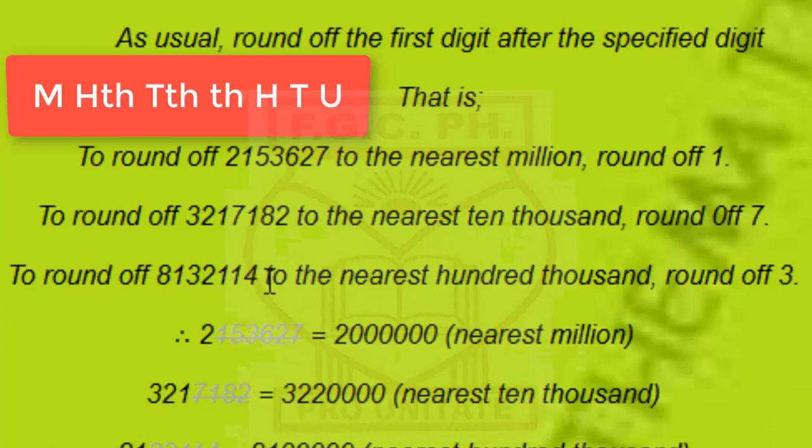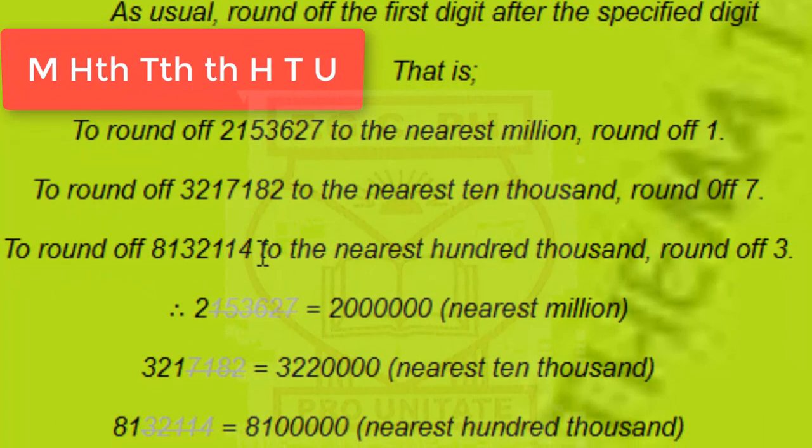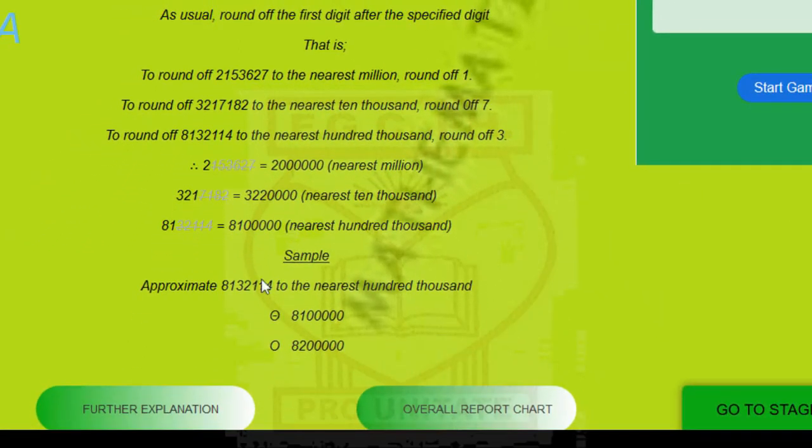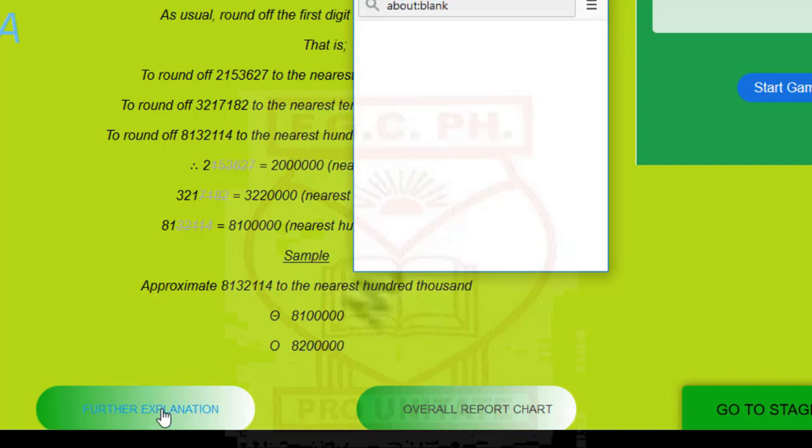8,132,114 to the nearest 100,000, we need to locate the 100,000 digit. The 100,000 digit is 1. So we need to round down 3. And so this becomes 8,100,000. And that's what you got here, 8,100,000.